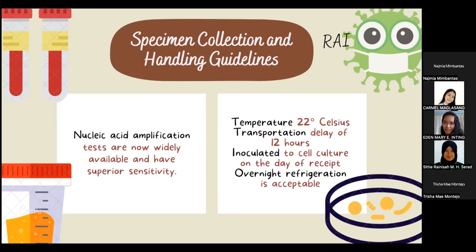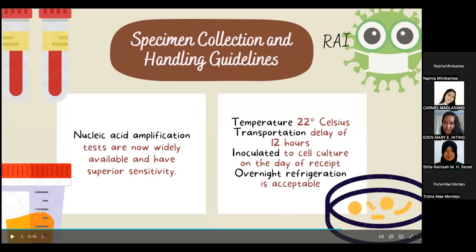Swab specimens in VTM with antibiotics can tolerate a room temperature of 22 degrees Celsius and a transportation delay of 12 hours with only a modest viral loss. Specimens should be inoculated to cell culture on the day of receipt, but overnight refrigeration is acceptable. Next slide.